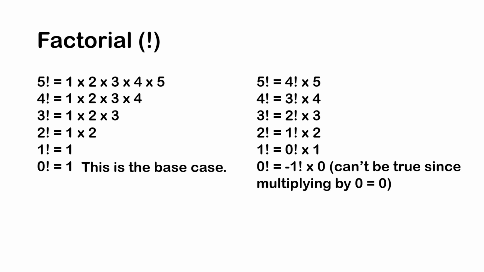Since we know 0 factorial is equal to 1, we can solve for 1 factorial. Since we'll know what 1 factorial is, we can solve for 2 factorial, which can solve for 3 factorial, which can solve for 4 factorial, which can solve for 5 factorial.